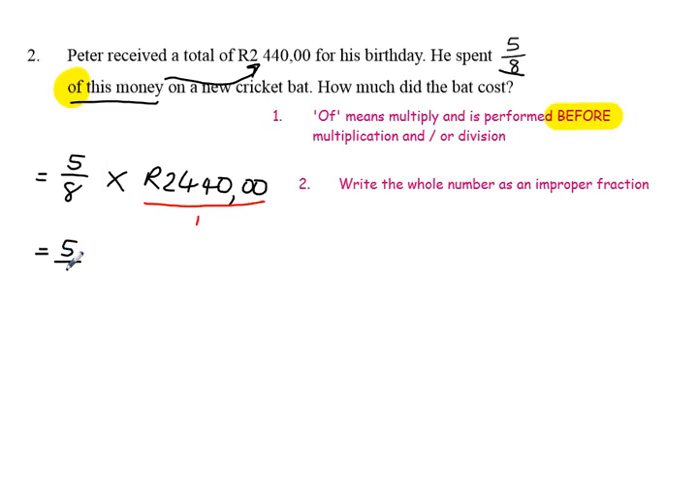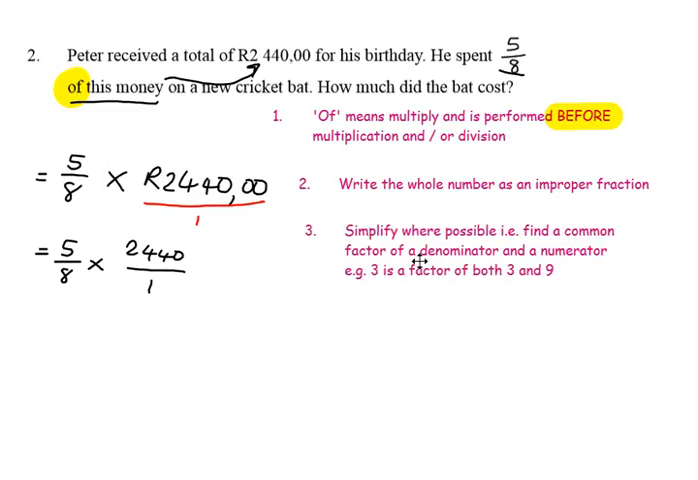5/8 multiplied by 2,440 Rand over 1. Once again, we simplify where possible. Okay, 8 could go into this. Let's just check. 8 can go into 24 3 times. 8 can go into 45. So yes, 8 can go into that number.